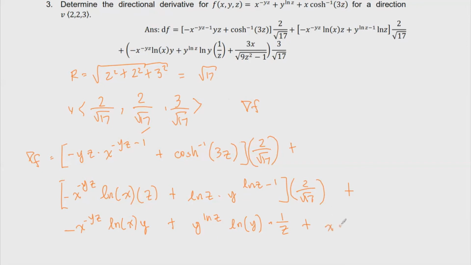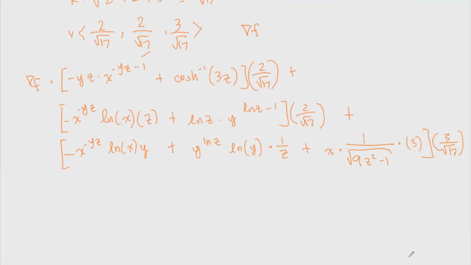So we multiply it with x, and then we take the derivative of the hyperbolic inverse of 3z. So that will be 1 over the square root of, and we know that that should be u squared minus 1, so that becomes 9z squared minus 1, and then we take the derivative of 3z, so that will be times 3. Okay, so with this, we multiply this with the directional value of k, which is actually equal to 3 over the square root of 17.